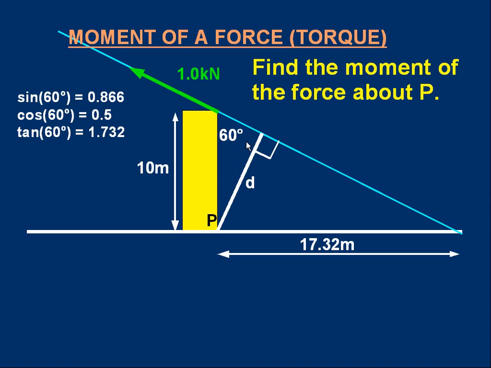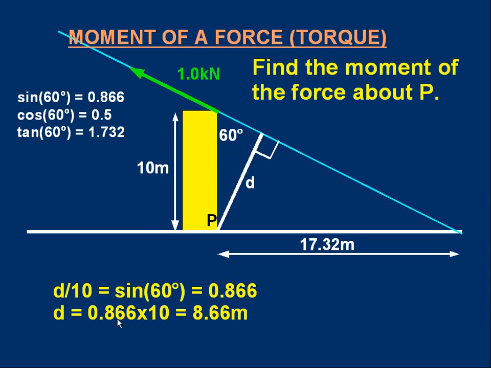What do we know about the sine of an angle? I hope you know sine is the opposite side over the hypotenuse. And we can use that here. D divided by the hypotenuse, which is 10 meters, is sine of 60 degrees. Can you see that? D over hypotenuse. Let's write that. D over 10 is sine 60, which is given to you, 0.866. So D is 0.866 times 10, which is 8.66 meters. So we've worked out the distance we need.